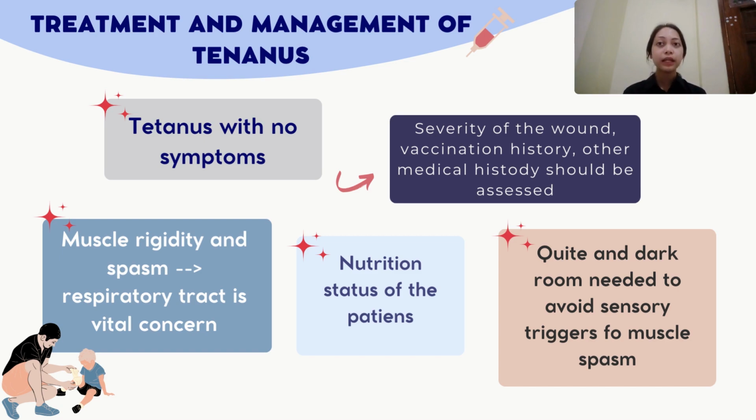In treating tetanus patients, especially severe tetanus, supportive therapy is necessary to prevent the condition from falling into intensive therapy. If there is muscle rigidity and spasm, the respiratory tract is a vital concern. It's important to ensure the patient is adequately ventilated to prevent respiratory failure. Tracheostomy and mechanical ventilation are necessary, especially in patients who are receiving high doses of sedatives to control their muscle rigidity and spasm.